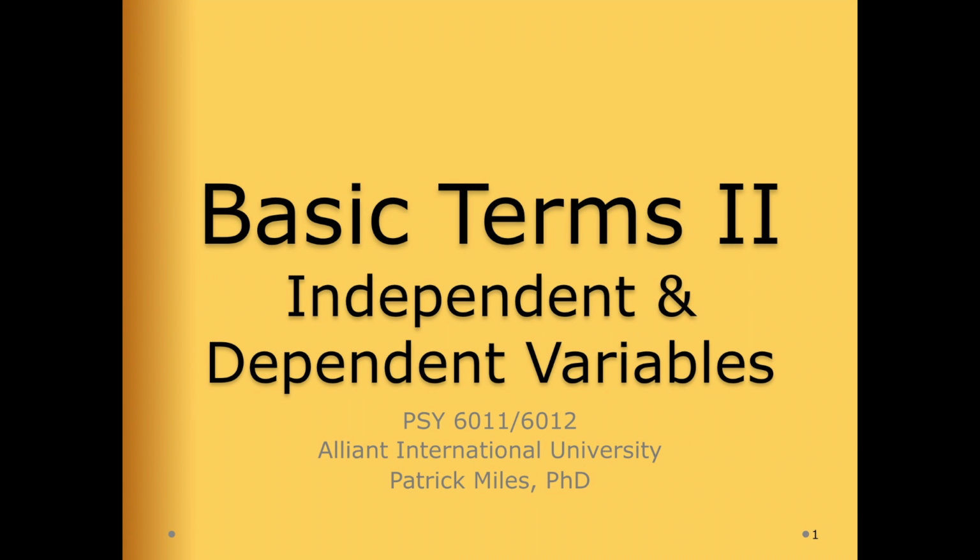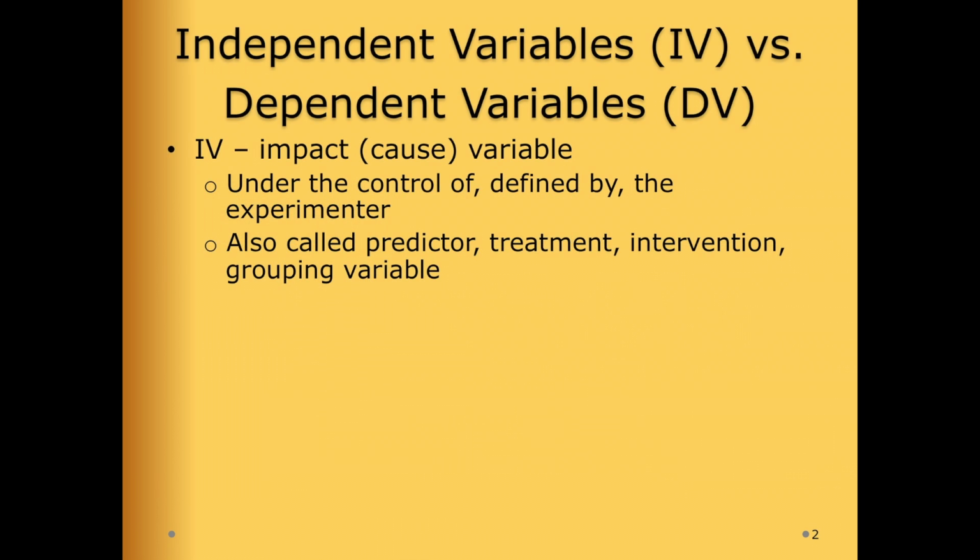Welcome to this series on basic terms in statistics and research. In this presentation, we'll focus on how to distinguish independent variables from dependent variables. In empirical research, identifying the independent and dependent variables in a study helps us to determine the correct statistical procedures to use to analyze the data.